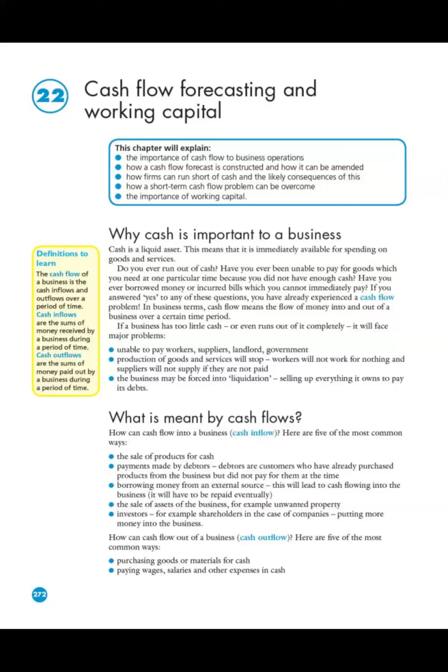So cash is very important, and we need it to pay for expenditure, for expenses. We need cash in so many ways. And again, if the business has too little cash, or even runs out of cash completely, it faces a lot of major problems that could include being unable to pay workers, being unable to pay suppliers, being unable to pay the landlords, being unable to pay the government, that's taxation. So you see that once you don't have enough cash, production of goods and services will stop. As a result, the workers will not work for nothing, and suppliers will not supply if they are not paid. So the business may be forced into liquidation, that is to say, selling up everything it owns to pay the debt.